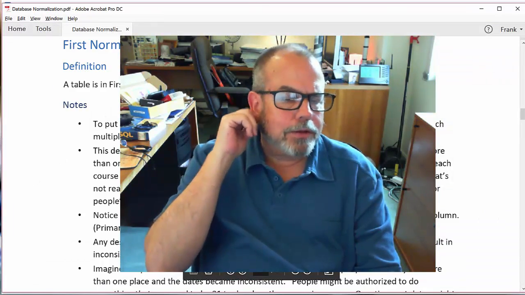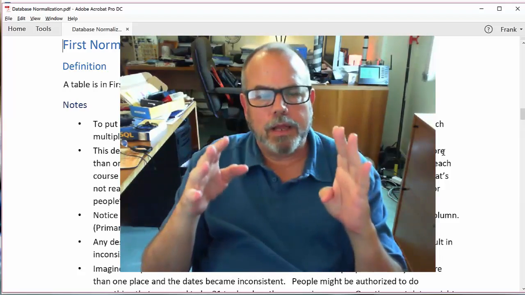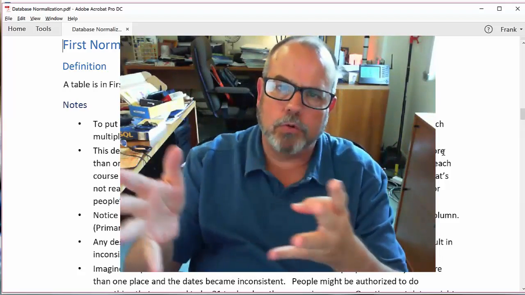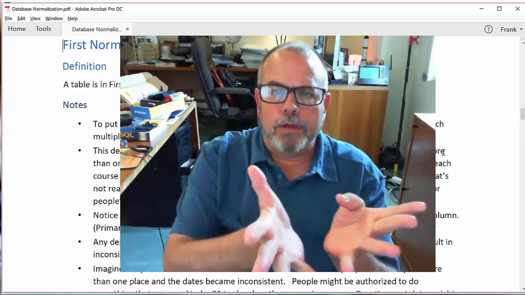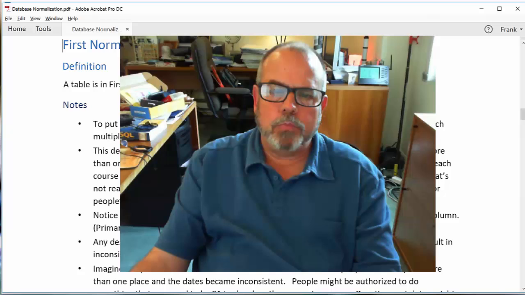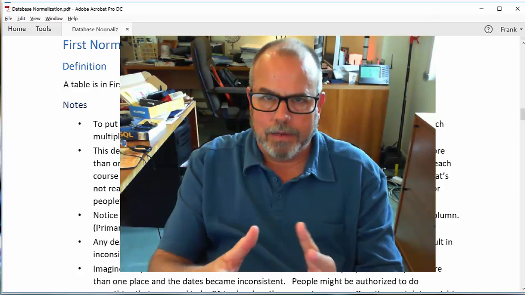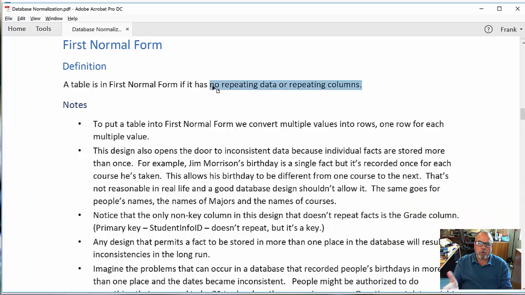Okay, now we look at the first normal form. This is the first step in getting ourselves from first to second to third normal form. We move from non-first normal form to first normal form by eliminating any repeating data or repeating columns. And I mean that in a single row. So in any row, we won't be repeating any data or any columns.